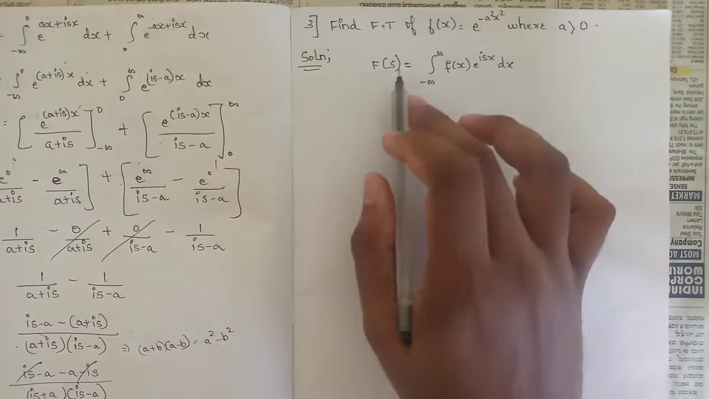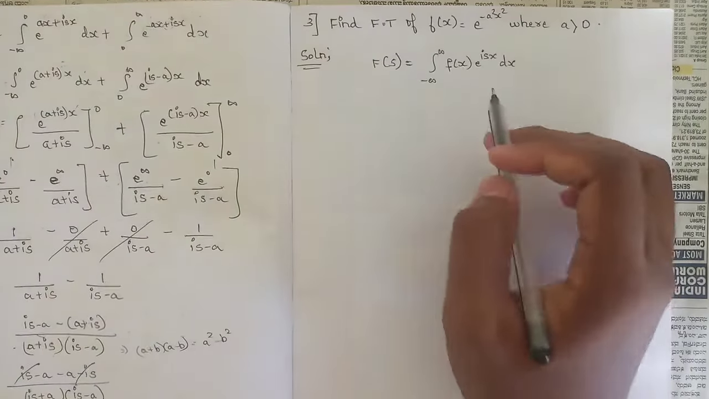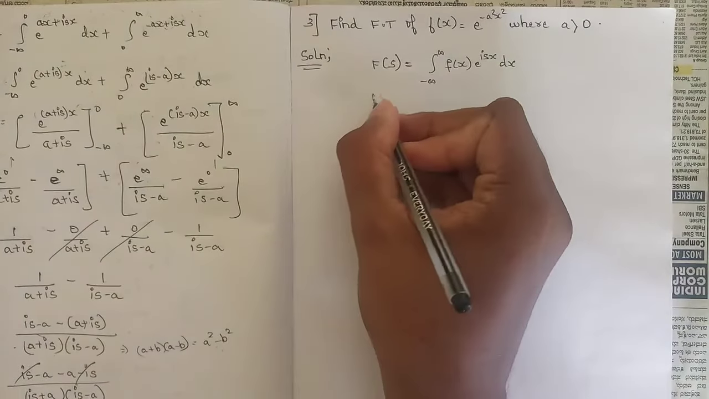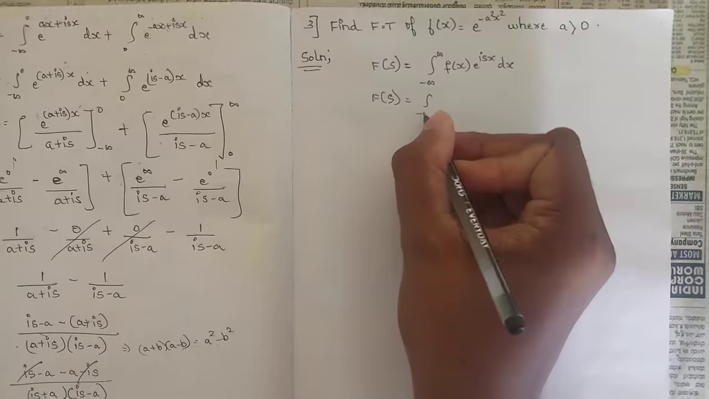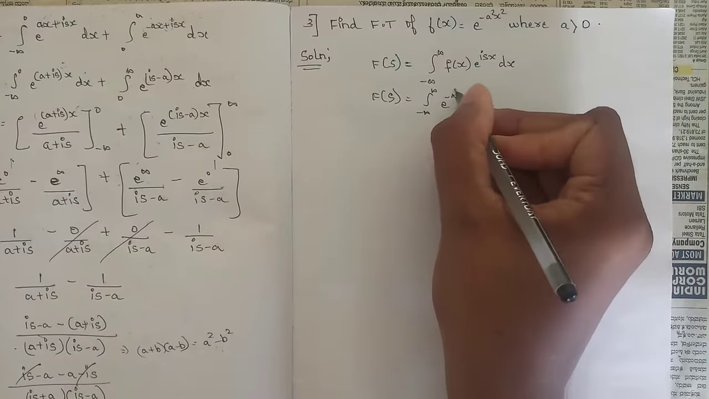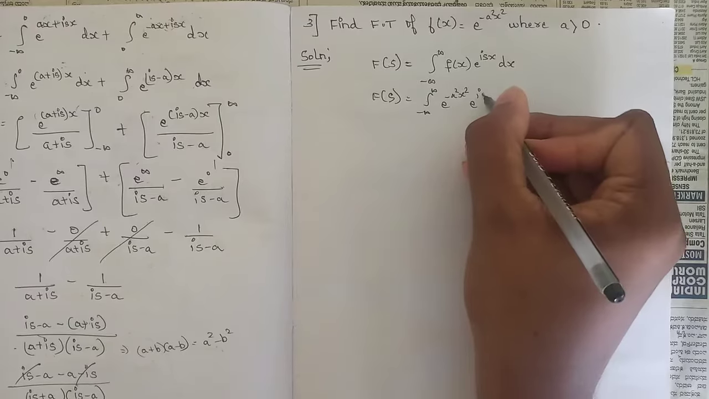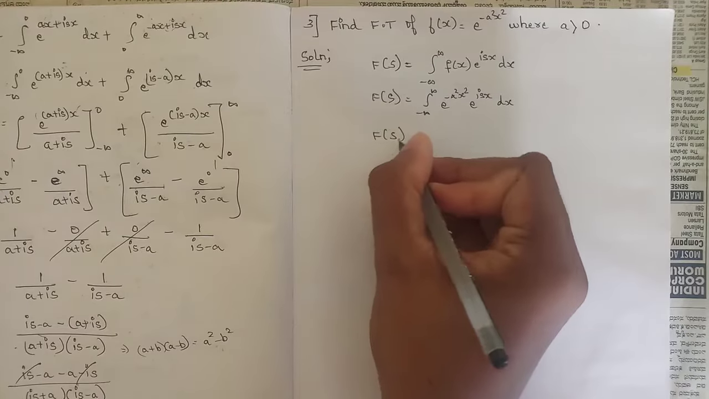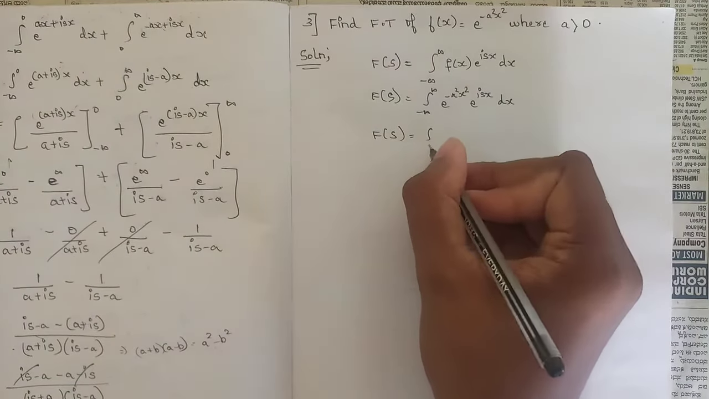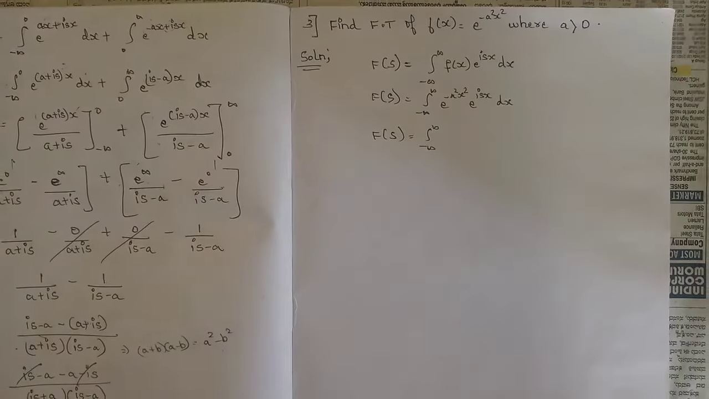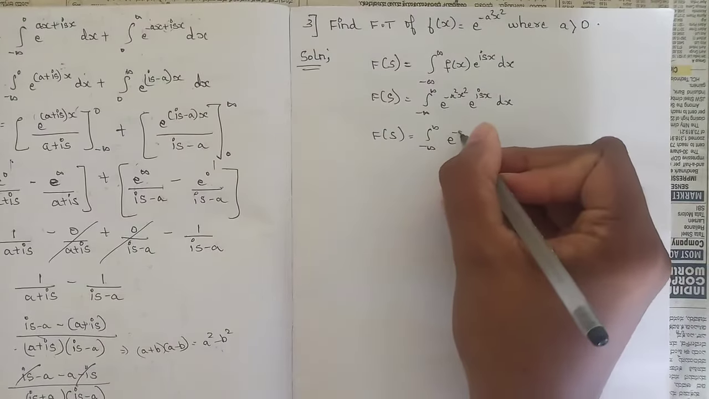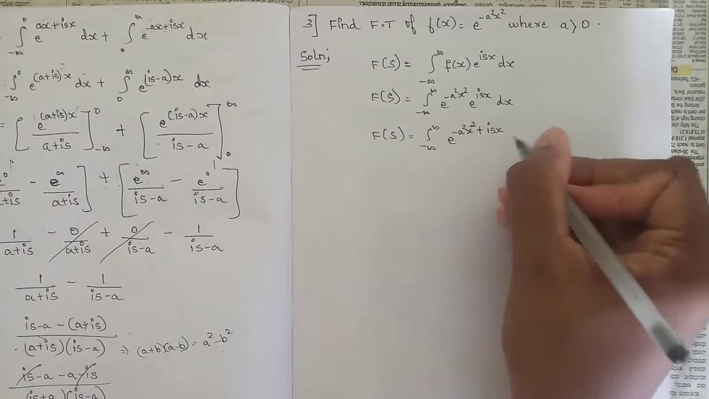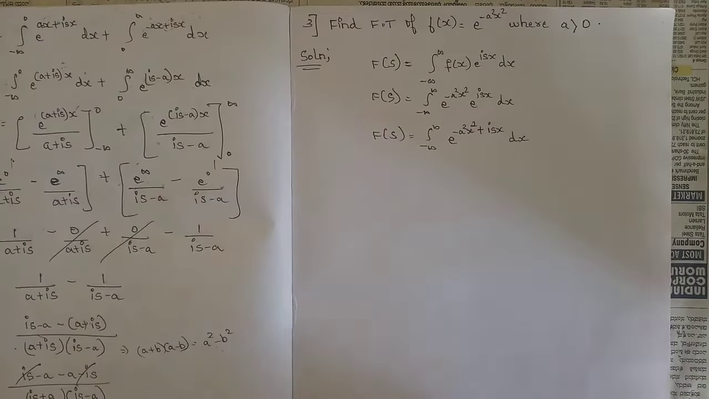We know the standard formula for F of s, we have solved two problems, that is equal to the integral from minus infinity to infinity of f of x into e power isx into dx. Now substitute the f of x value: e power minus a square x square into e power isx into dx. Therefore F of s is equal to the integral from minus infinity to infinity of e power minus a square x square plus isx into dx. I have just added the powers.